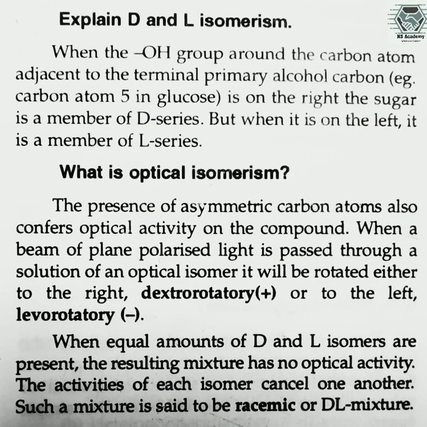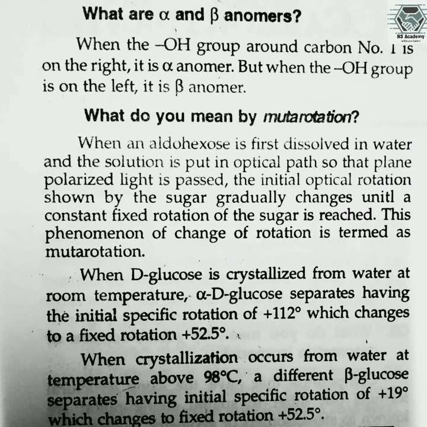So what is optical isomerism? The presence of asymmetric carbon atoms also confers optical activity on the compound. When a beam of plain polarized light is passed through a solution of an optical isomer, it will be rotated either to the right, dextrorotatory, or to the left, which is called levorotatory. Okay? What do you mean by mutarotation?